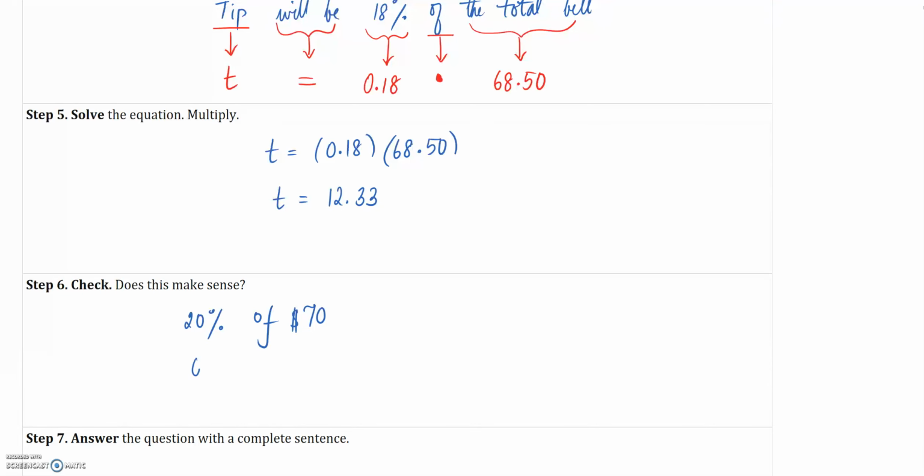So try doing this on your calculator. So 0.2 of is multiplication. I'm just going to use parentheses. 0.2 times 70 is 14. So we rounded them and we got 14, but the actual answer was 12.33, which is close to the 14. So we did do it right, especially the decimal point, moving it and all that.